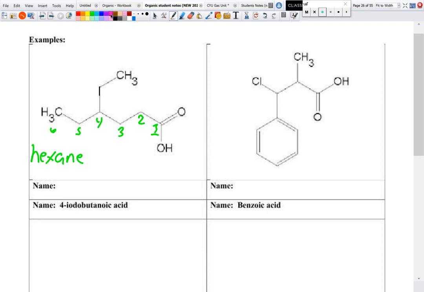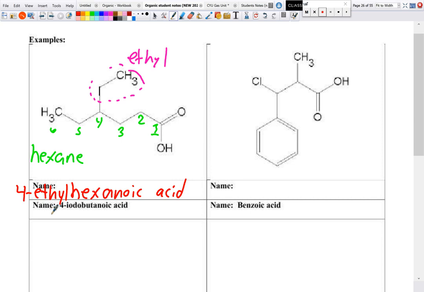with a branch up here. That is ethyl. So for naming it, we name our branches first. So our carbon 4, we have ethyl. Normally, like I said, the longest continuous carbon chain is hexane, so that would be the parent name. But because it is a carboxylic acid, we drop the E and add oic acid. So that is what we're going to do right now. Drop the E and add oic acid. So we have 4-ethyl hexanoic acid.